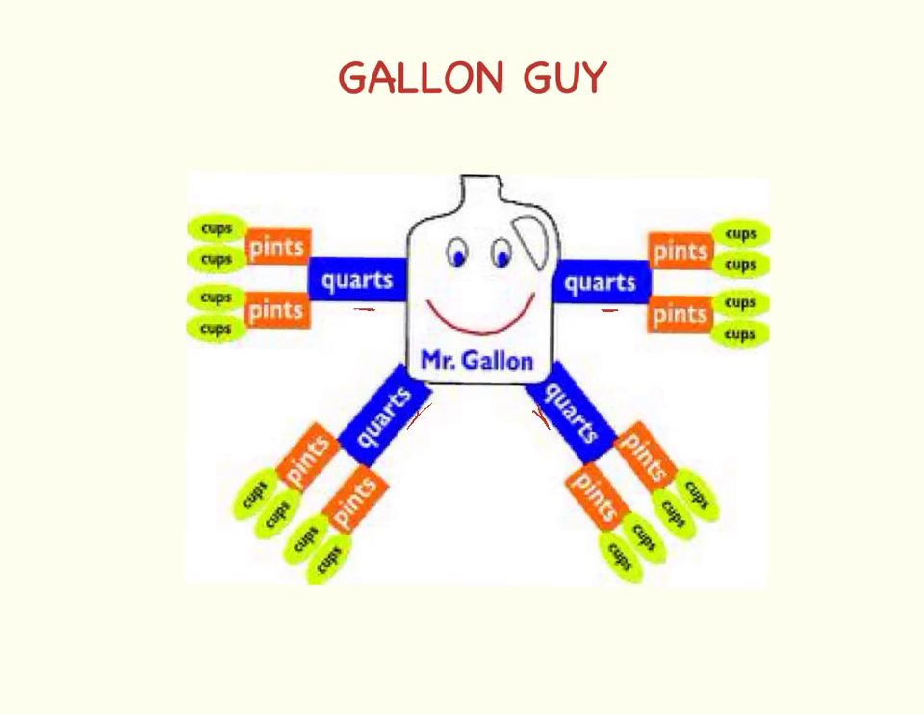All right, sometimes it's really hard to remember, do I multiply, do I divide? Here are a couple of visuals that you can use to help yourself figure these answers out really easily. The first one is called our gallon guy, just what it says. He is a gallon, and all of his limbs are the different smaller units that are in a gallon. So we can see that there are 4 quarts in a gallon, and there are 8 pints in a gallon, and there are 16 cups in a gallon.